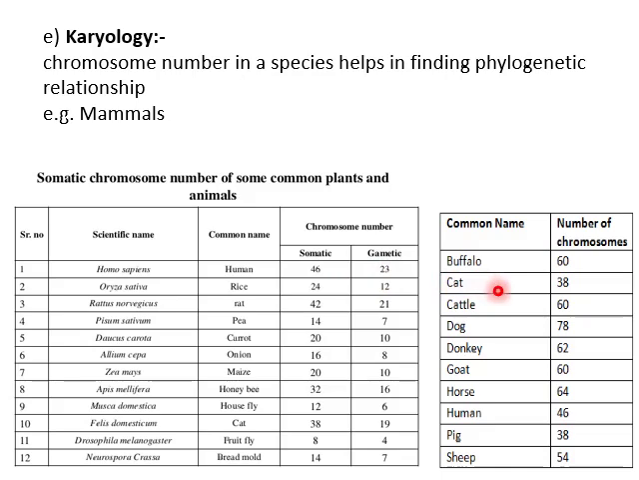And in this table, you can easily observe that the buffalo has 60 chromosomes, cat 38, cattle 60, dog 78, donkey 62, goat 60, horse 64, human 46, pig 38, and sheep has 54 chromosomes.